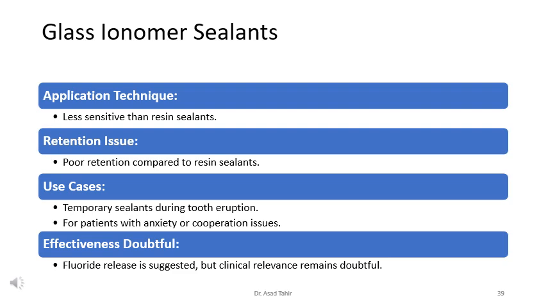Glass ionomer sealants and their application technique. They are less sensitive than resin sealants during application. Retention issue: glass ionomer sealants generally have poor retention compared to resin sealants. Use cases: they can be used as temporary sealants during tooth eruption, and are suitable for patients with anxiety or cooperation issues due to their simpler application. Effectiveness doubtful: although they release fluoride, the clinical relevance of this feature remains uncertain.